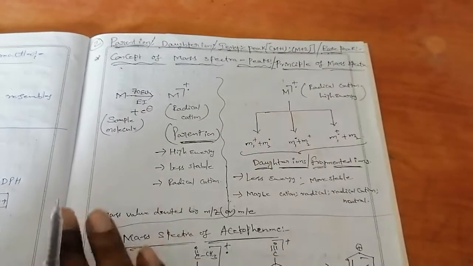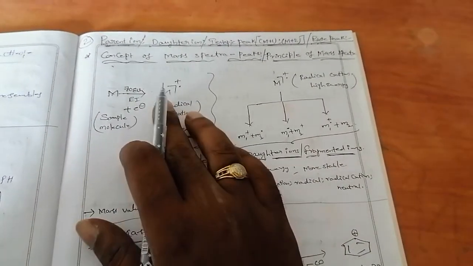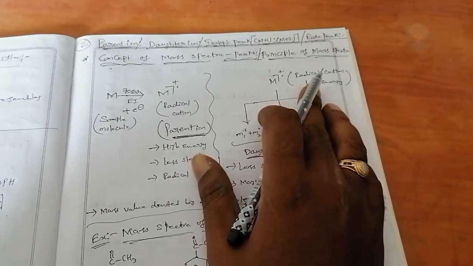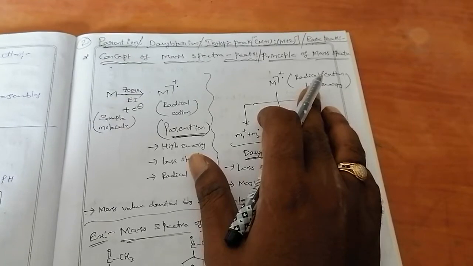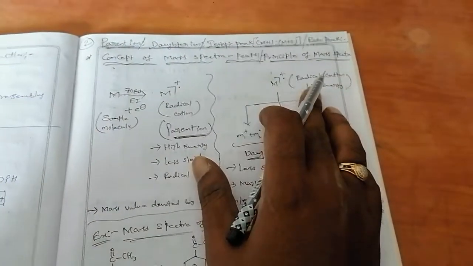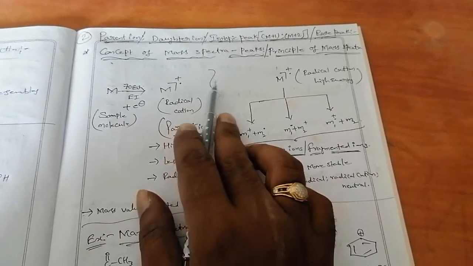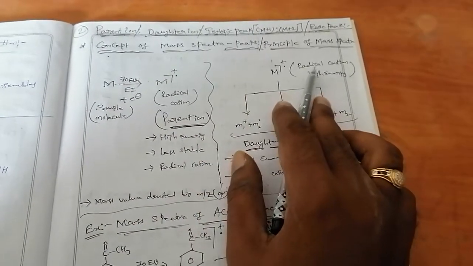Now the topic is: what is parent ion, daughter ion, isotopic peak and base peak. These all come under the mass spectral topic. So first we have to learn what the concept of mass spectra is, which is also called the principle of mass spectra.